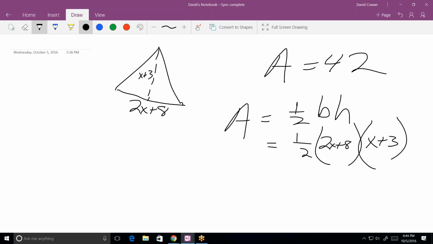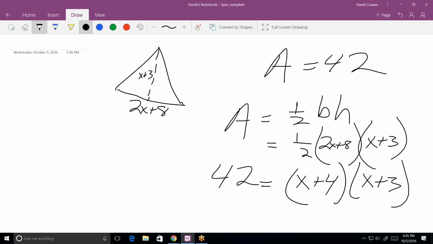Now let's multiply that out. Now here's where we have to FOIL, and we know the area is 42. Okay, so let's multiply that. In this particular problem, it's easiest to multiply the 1/2 times the 2x plus 8 first, right? Because that gives you x plus 4 times x plus 3. In other words, we got rid of our denominator and we made the FOILing process easier. Now multiply those two together for me. FOIL them.